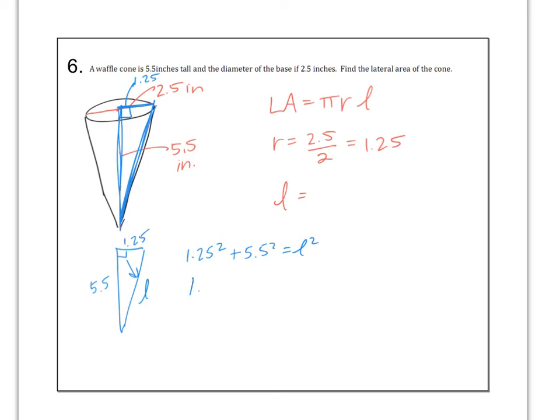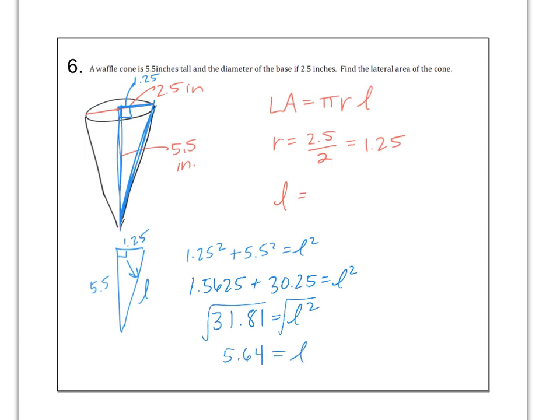So when I do this, 1.25 squared is 1.5625. 5.5 squared is 30.25. Add them together. And you get about 31.81 is L squared. Take the square root. And you get 5.64. 5.64 is your slant height.